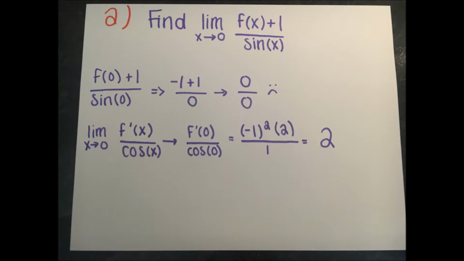So here, you'll get f prime of x over cosine of x. And so f prime of 0 is, you'll take the 0 and then f of 0 and plug it into your given derivative equation. So that'll give you the top, and then cosine of 0 is obviously 1, so your limit will equal 2. Okay, so now we're done with part A, so let's move on.